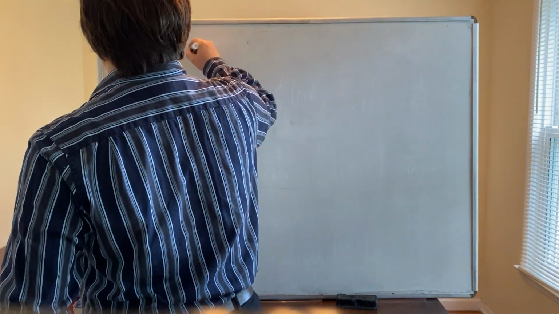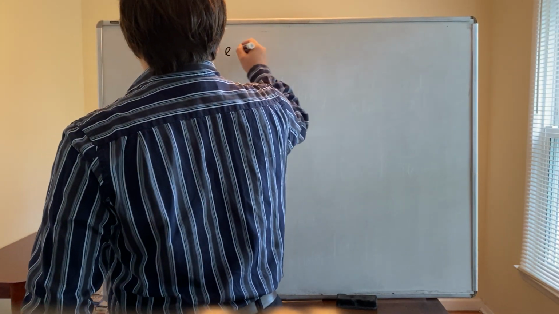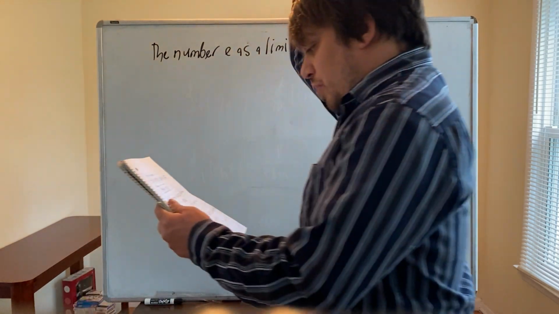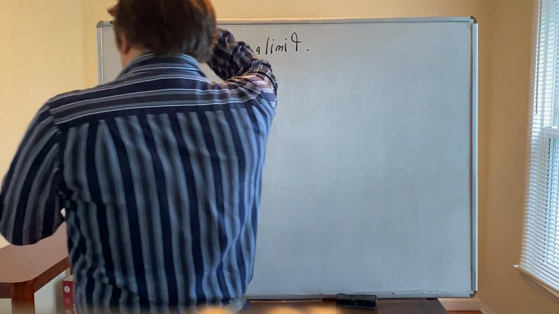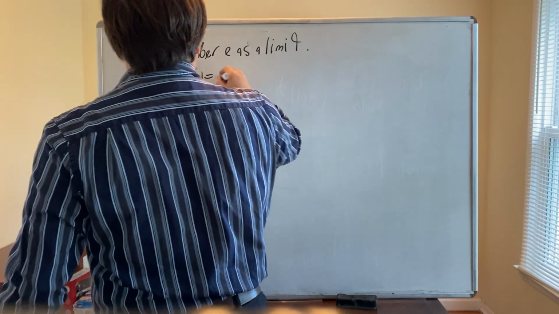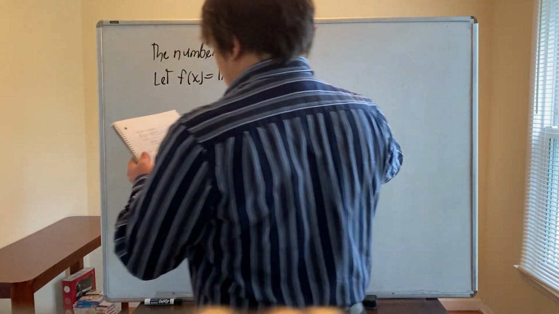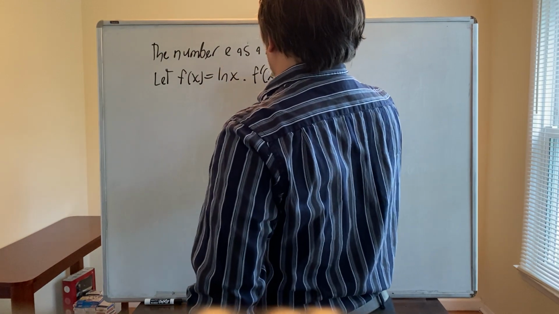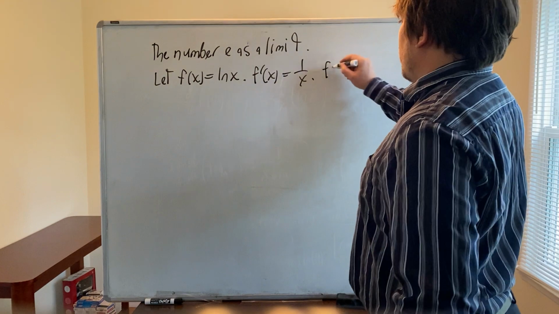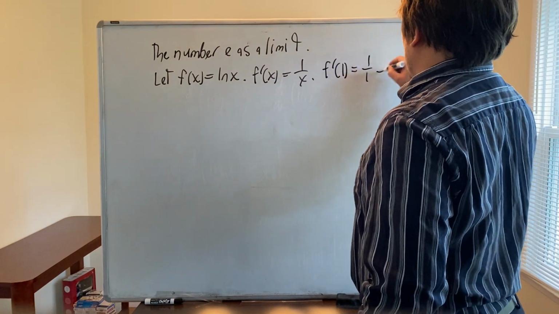The number e is a limit. Okay, so remember e as a limit. Let f of x equal ln x. f prime of x is 1 over x. f prime of 1 is 1 over 1, which is 1.